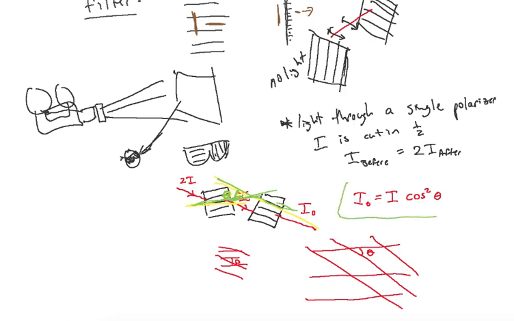Okay, so that's our last big equation we need, called Malus's law. I think that's how you pronounce it, M-A-L-U-S law. Okay, I think that's pretty much everything.